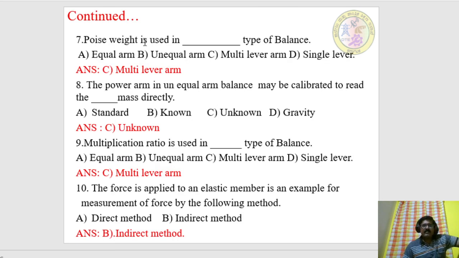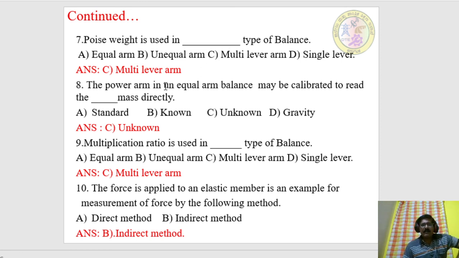Seventh question. The poise weight is used in a dash type of balance. Options are equal arm, unequal arm, multiple lever arm, single lever. A poise weight, that is WP, is used in a multiple lever arm type balance system.